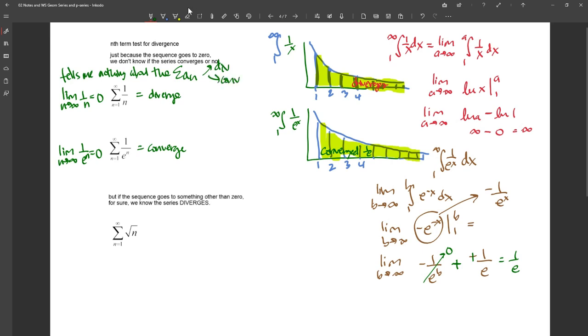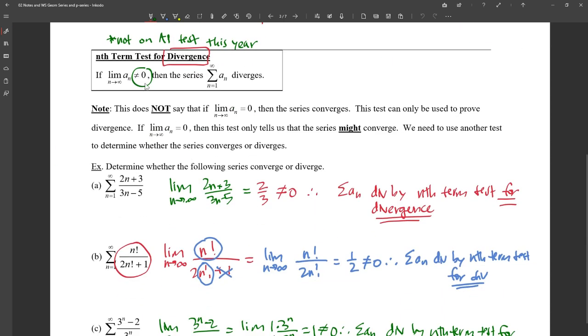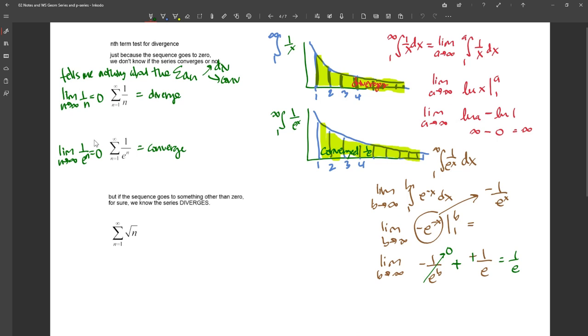And that's why before, when we talked about the nth term test for divergence, the limit has to not be equal to 0 for it to tell us anything about whether the series converges or diverges. If the limit of a sub n is equal to 0, that is not the nth term test for divergence. That doesn't tell us anything. And later on we'll learn some more tests that maybe will help us with this. But just knowing that the limit of the sequence goes to 0 does not tell us anything about whether the series converges or diverges. And hopefully that picture helped you.